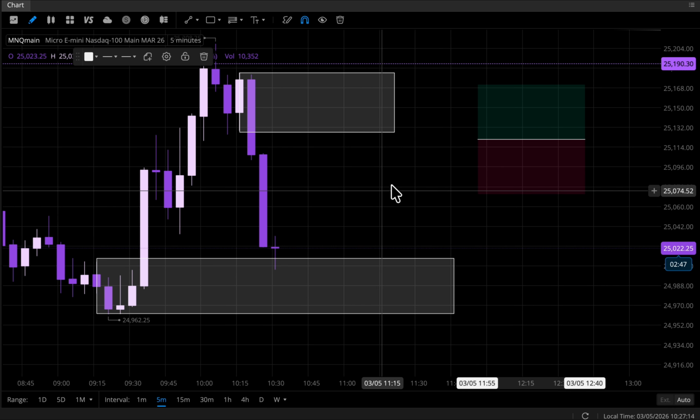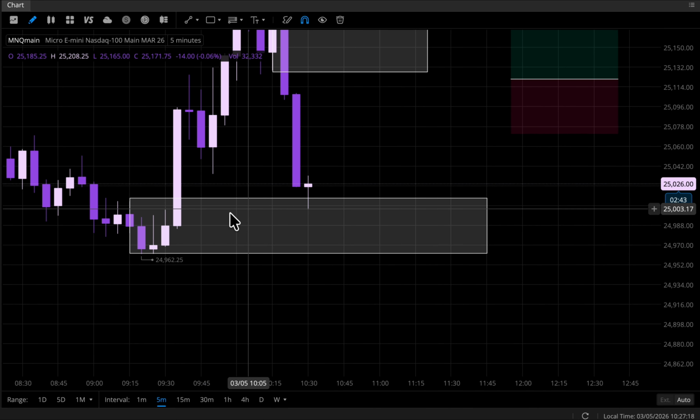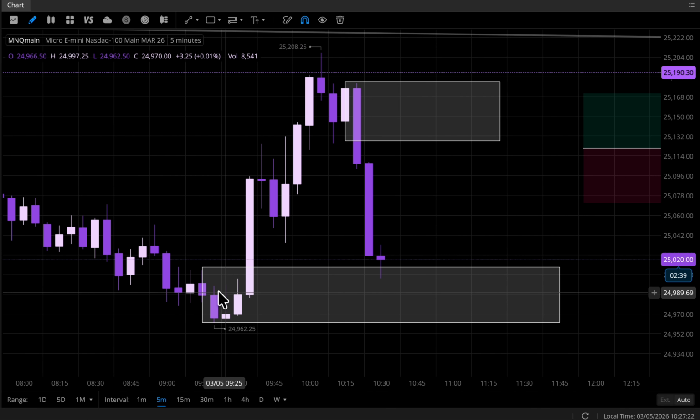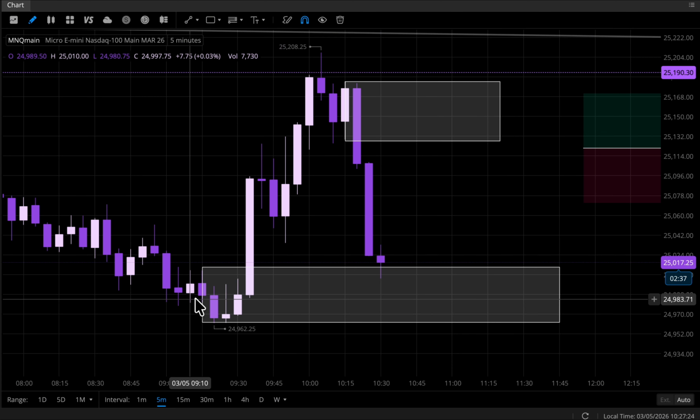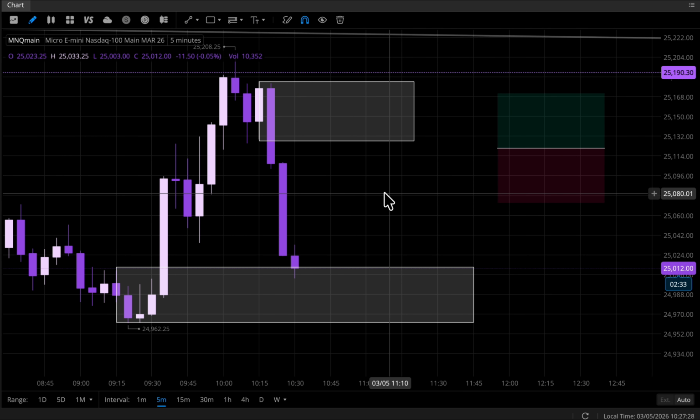If it invalidates this zone, we are definitely good for sales. This would be a higher time frame, so a major breaker structure. This is just a minor breaker structure because it's on a smaller time frame.